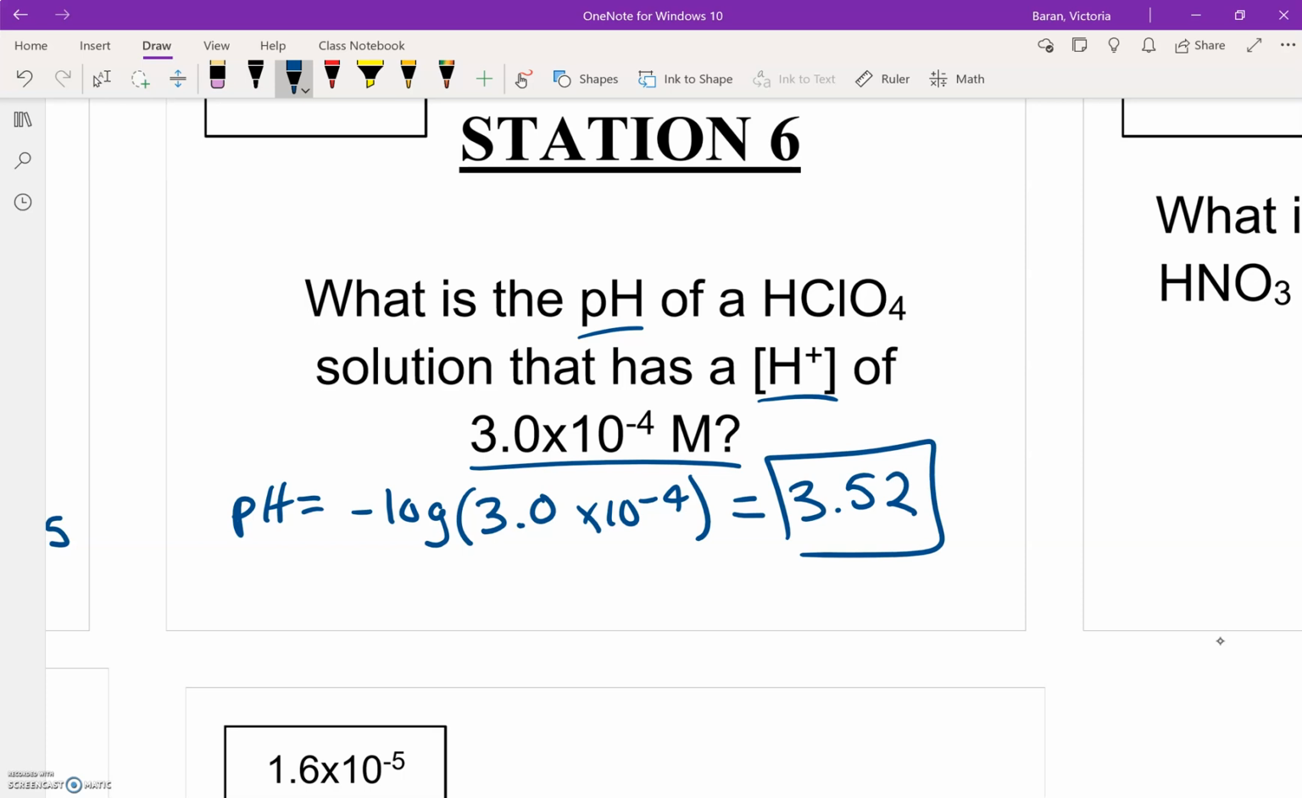Generally speaking, when it comes to pH and pOH, they should be numbers like this, because pH plus pOH should give you 14. So those numbers should be under 14. And then when we're talking about concentration, oftentimes they will be in this format. They're very small numbers.